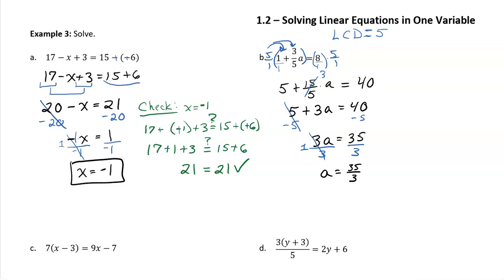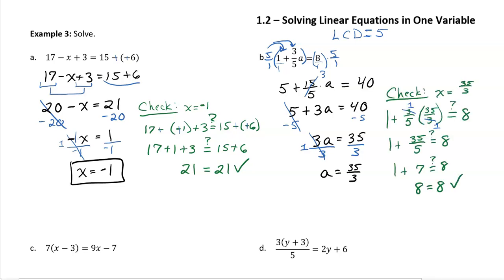And if we do the check, we can see that it does work out. Right? Multiplying 3/5 times the answer that we found ends up giving me, once reduced down, 7 plus the 1 equals 8. That's the other side also, so it matches up. So our answer is a equal to 35 over 3. So we may have seen that fraction in the beginning, wanted to skip this problem, but that LCD, right? Anytime you see a fraction in an equation, look for that LCD. It's going to make things a lot simpler.